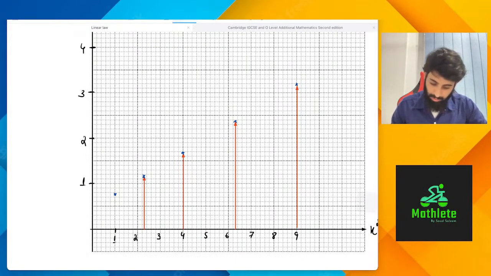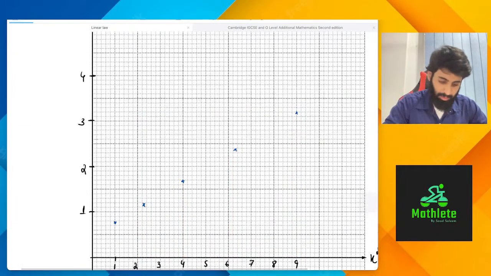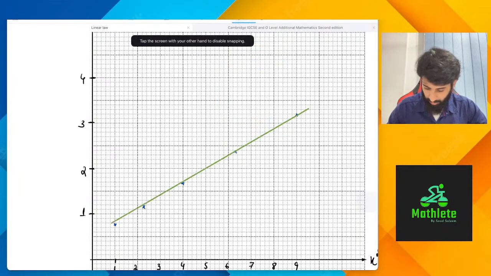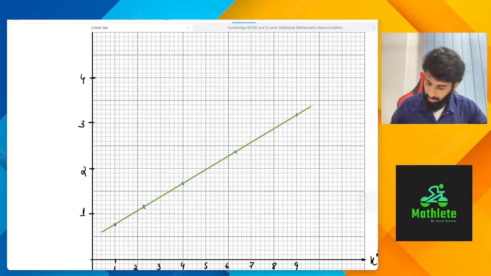Okay, once you have all your points, all these points should pass through a straight line if you've done it correctly. Let's see. Yep, spot on. So that means we have done it correctly.